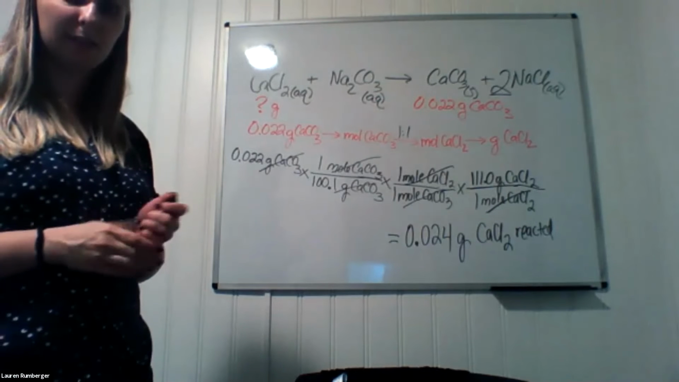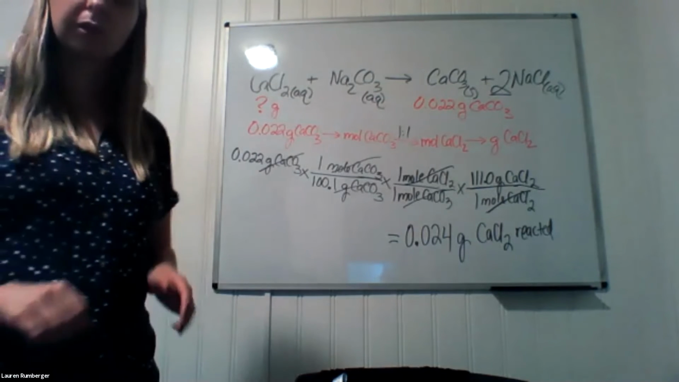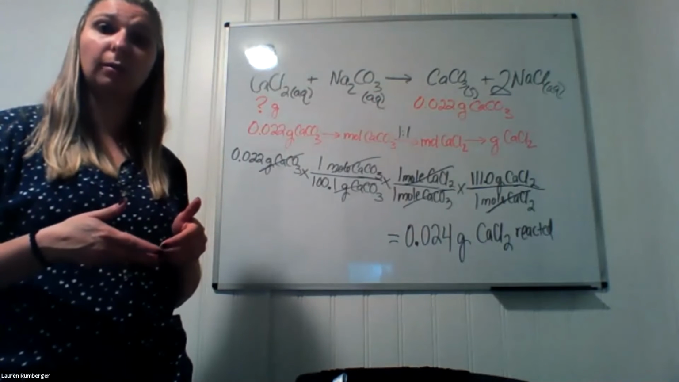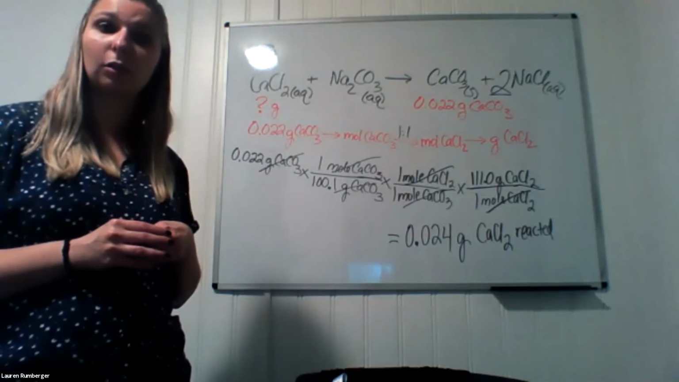So that is the last example that we're going to cover for mass-to-mass relationships within a chemical equation. The next video will then start into chapter 7.